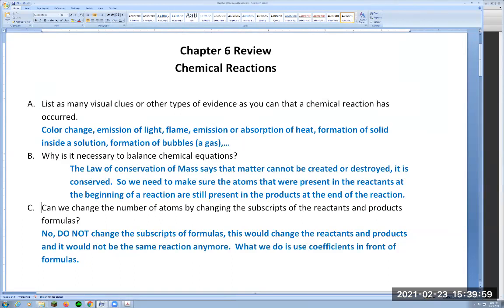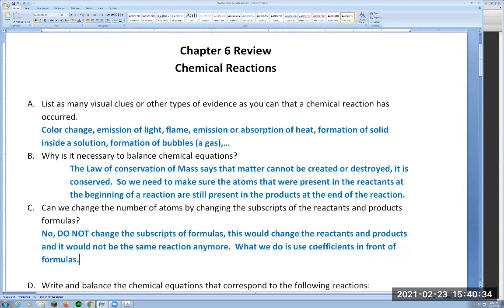Do not change the subscript of the formula. For example, in Sapling, you may see that your cursor can go inside the formula and you could change the subscript, but do not do that. The numbers that we use to balance equations need to be put in front of the formula, and so we call them coefficients. These numbers are called coefficients, and we place them in front of formulas, and they apply to all the atoms that are inside that formula.